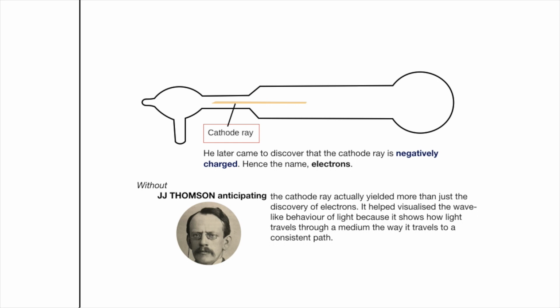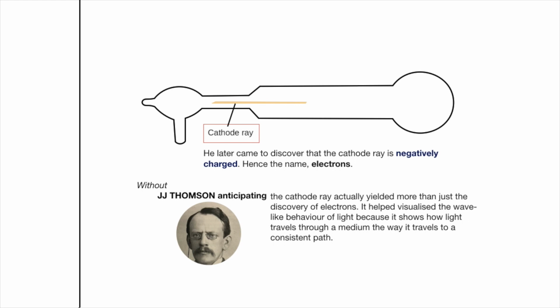A high voltage is applied across the electrodes situated inside the cathode ray tube, discharging a stream of particles from the cathode towards the anode. This stream of particles is called cathode rays. He later came to discover that the cathode ray is negatively charged and the particles are named electrons.